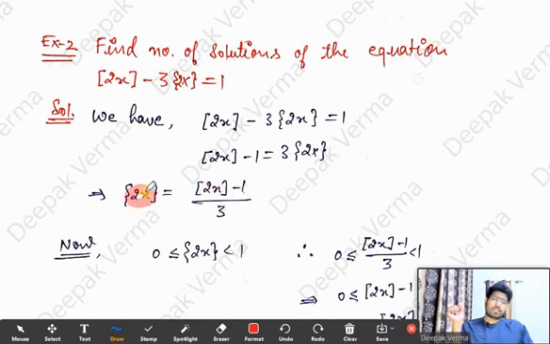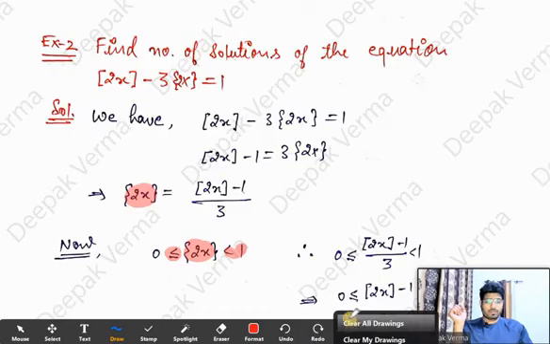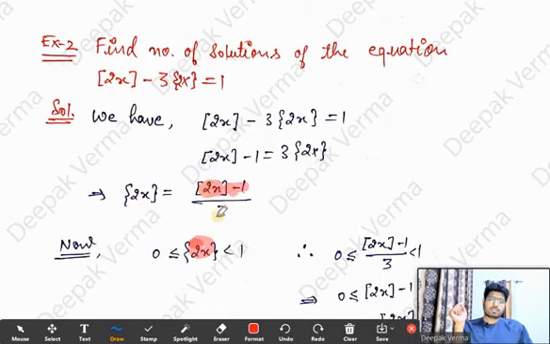And since we know that the fractional part lies between 0 and 1, we can say that the fractional part of 2x is greater than or equal to 0 but less than 1. But the fractional part of 2x is equal to box 2x minus 1 over 3. So it means box 2x minus 1 over 3 is greater than or equal to 0 but less than 1. Got it?